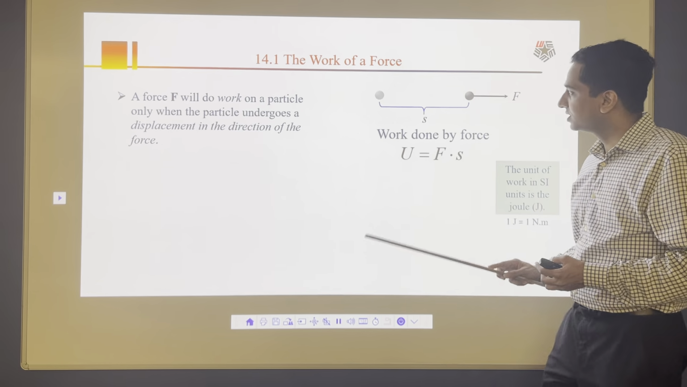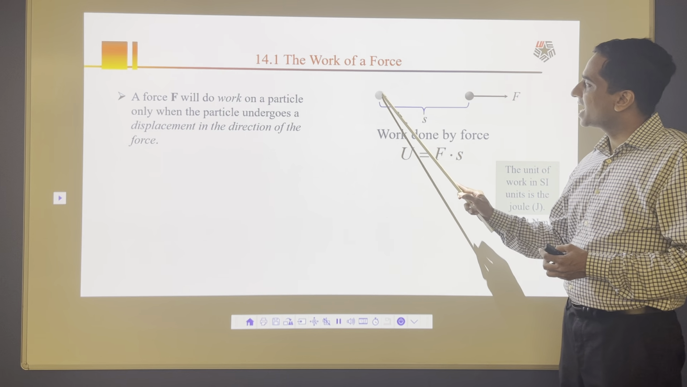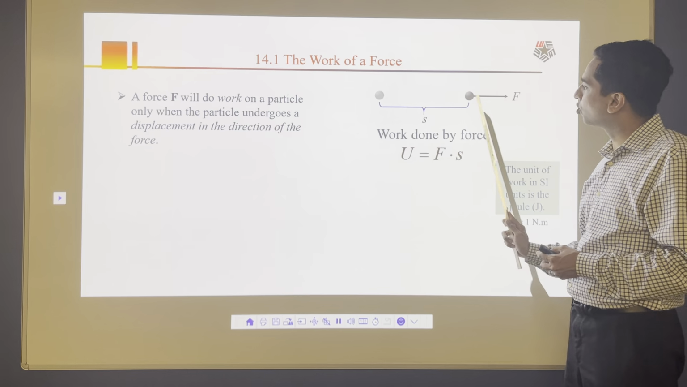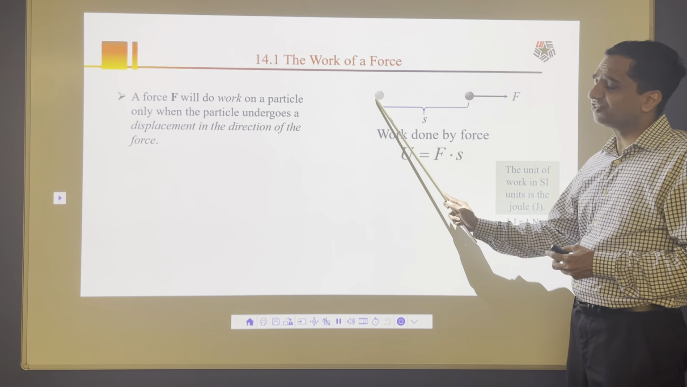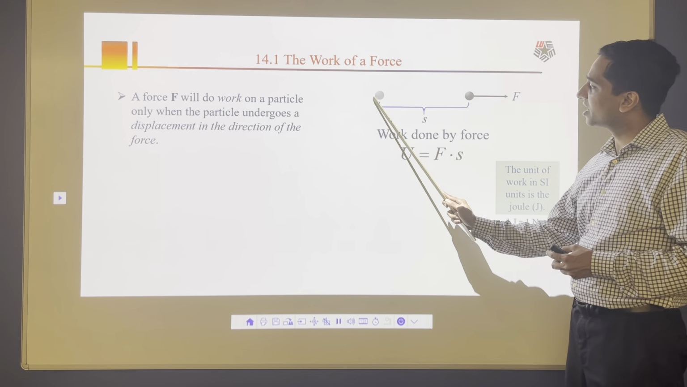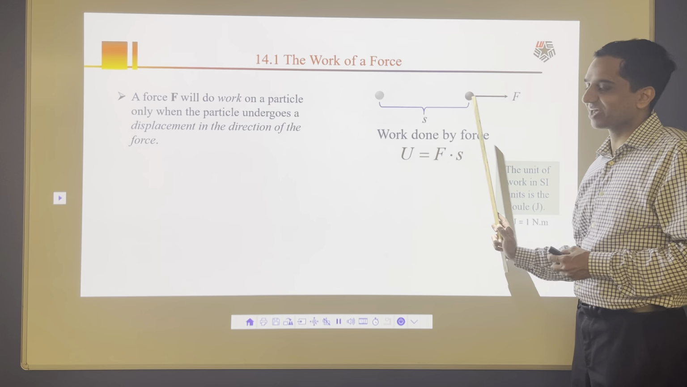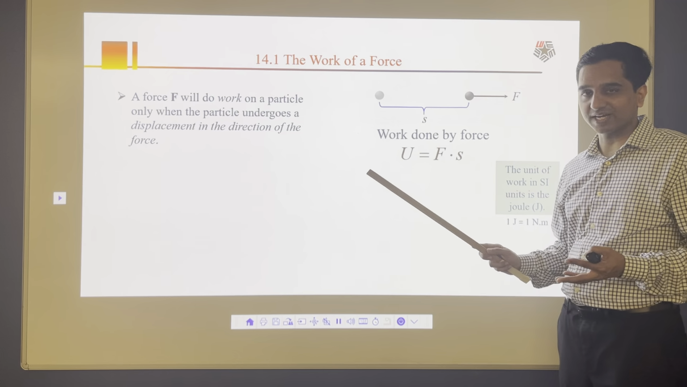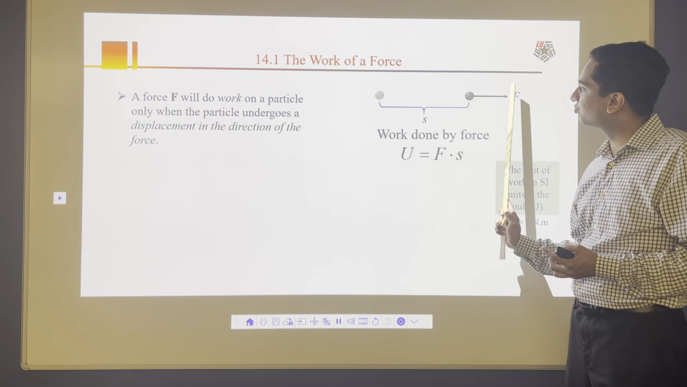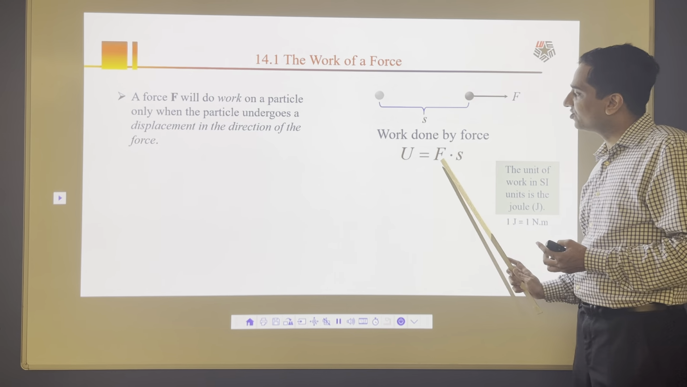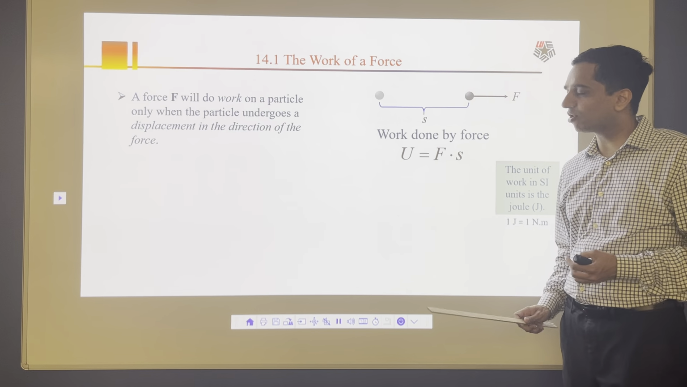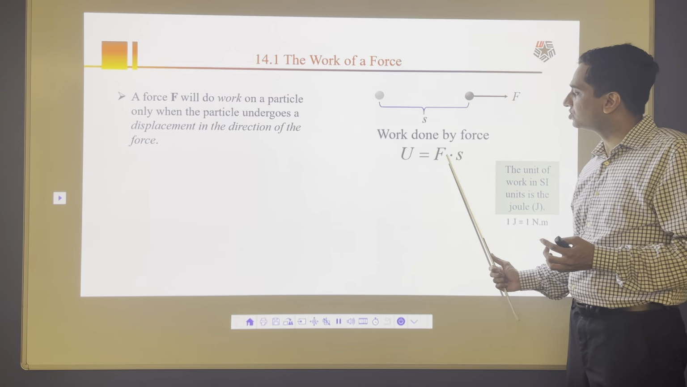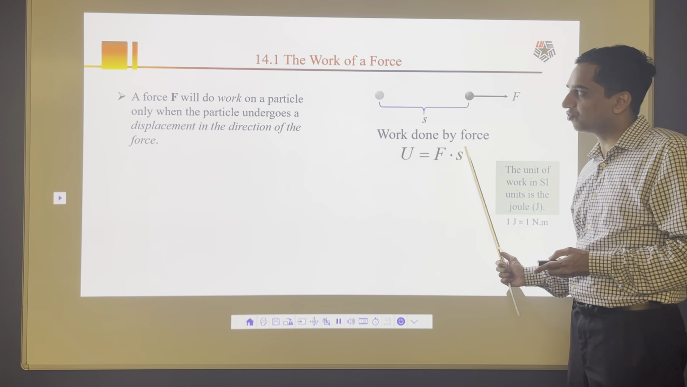Let's assume that I have a particle here. I'm going to move this particle from here to here. I'm going to apply some force. This is the initial position, and as I apply force, it's going to move a distance s. Every time there is a movement, there is work done. So work done here is nothing but force times displacement, F times S. The letter that we use for work done in this chapter is U. So U is equal to force times displacement, that's work done by a force.